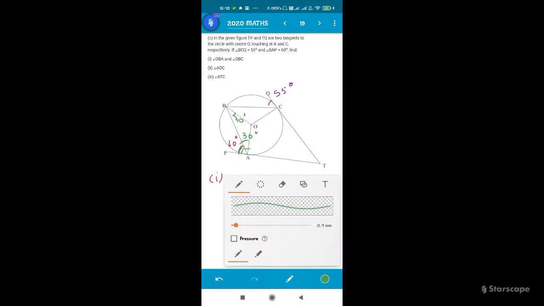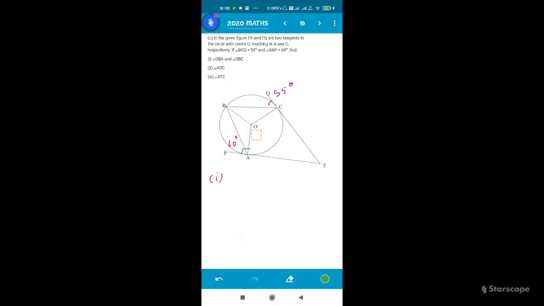So let me just erase a few things, otherwise it will be difficult for you to understand. Again we see that OC is the radius and TQ is the tangent. So the angle made between them will be 90 degree. That means the angle OCQ will be 90 degree. So what will be the value of angle OCB? Again we have to subtract 55 degree from 90 degree, just like the previous case. So we are going to get 35 degree in this case, isn't it? So the value of angle OCB is 35 degree.